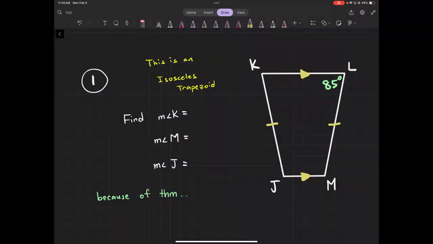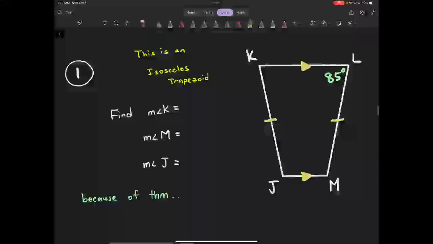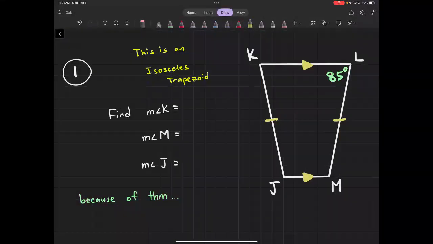As you get this down, start to think about the first angle we have to look for. Okay, what should K be? 85. What tells you that? The power rule? Parallel. They help you.